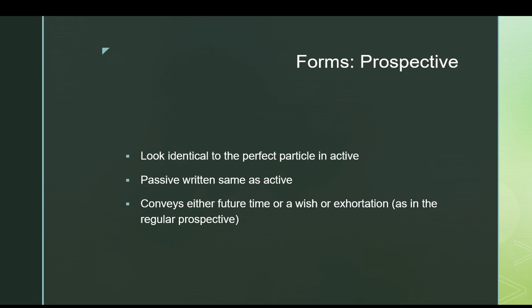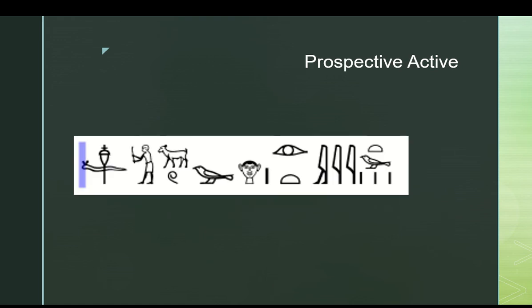It means occasionally it can convey some future time, but most commonly you're dealing with a should or an ought or something like that, as in the regular prospective. So that's almost always going to be the translation you can go with. As we'll see, there is another way that always does convey the future. This one can, but very rarely does. The prospective, here we have an example of the prospective active. This one is from The Eloquent Peasant.